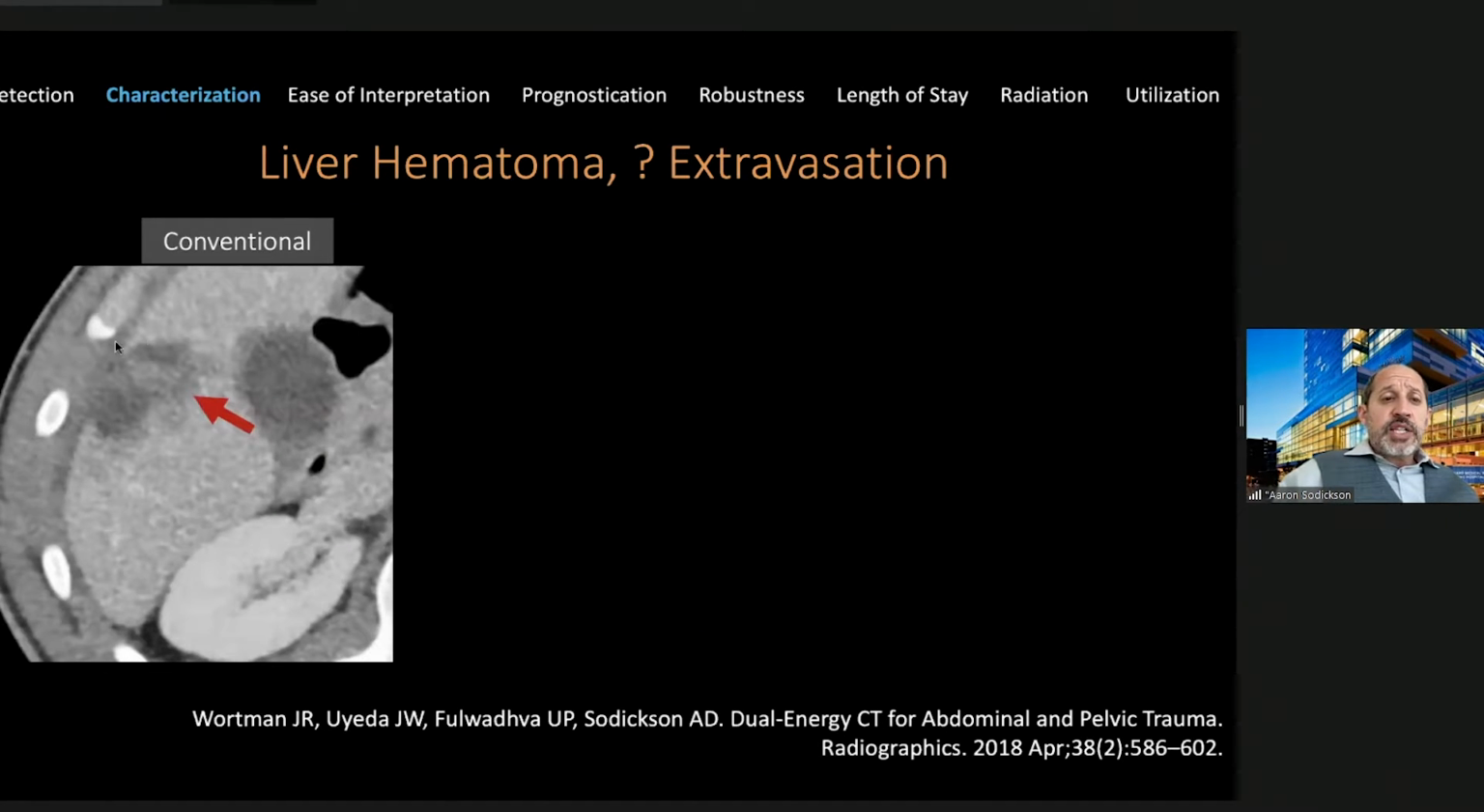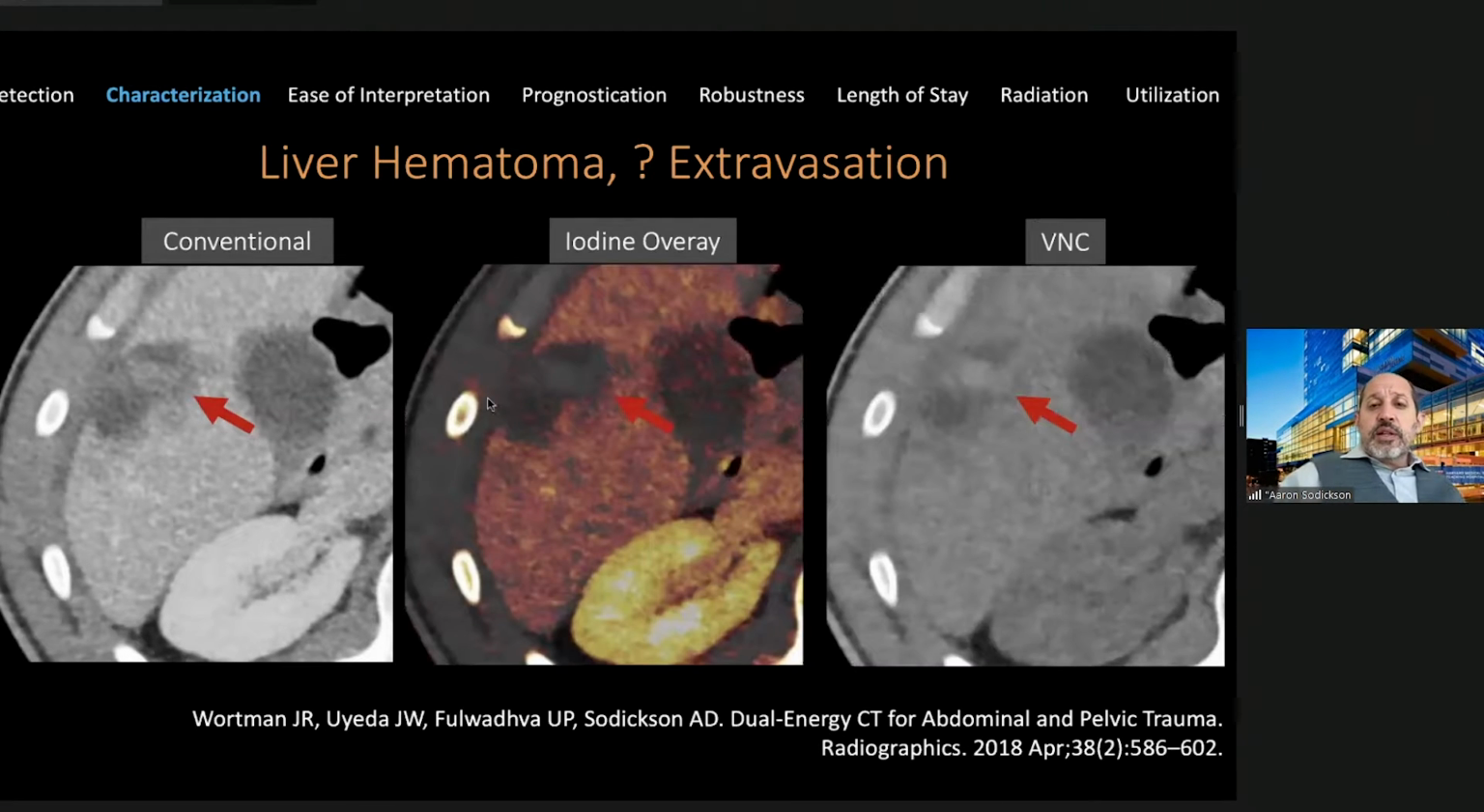Here's an example of a patient with trauma, liver laceration. There's some higher attenuation within the central portion. We can clearly see that this is bland thrombus, not active extravasation, because of the iodine dual energy content.